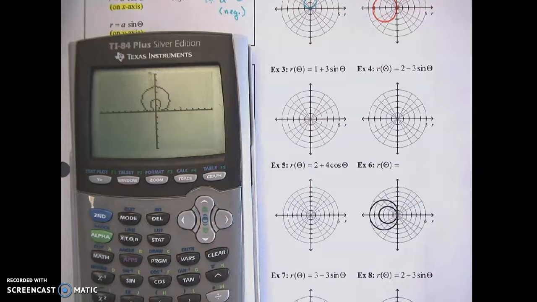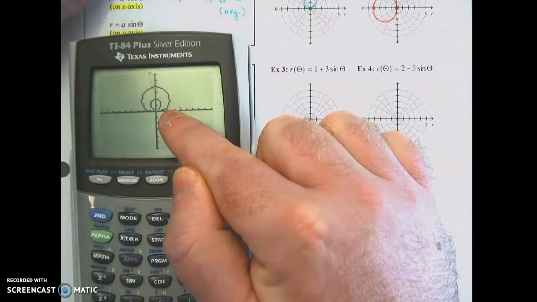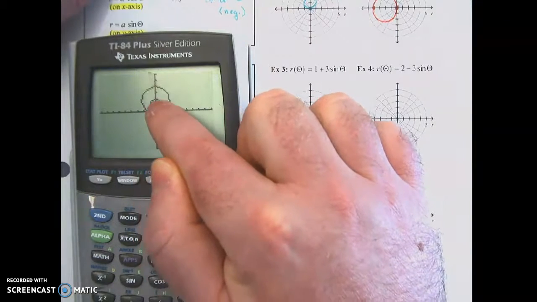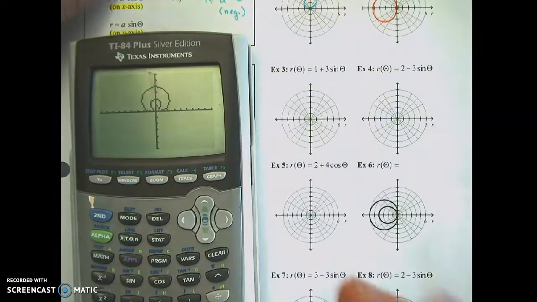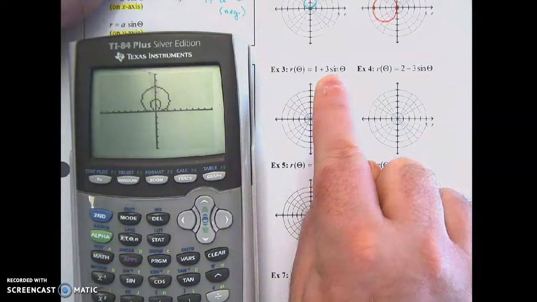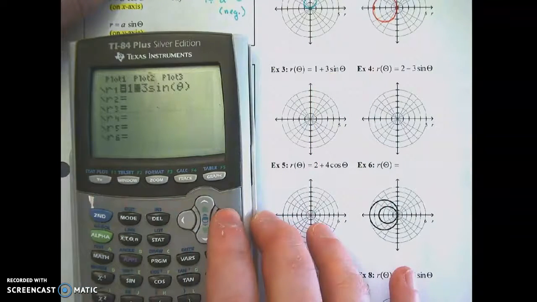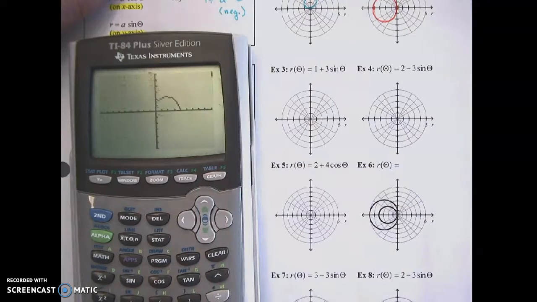So you get what we call, I don't know what they're actually called, I call them the big loop and the little loop. So this is my big loop, and then this is my little loop. A couple of characteristics as we look at this thing. Let's go to the sine and change that to cosine. And here we go. There's our big loop, and there's our little loop again.